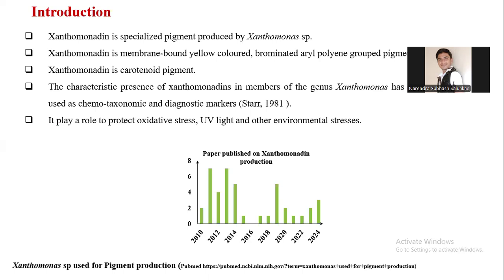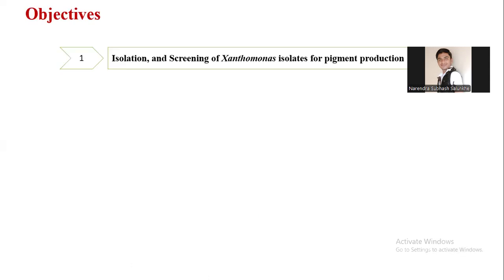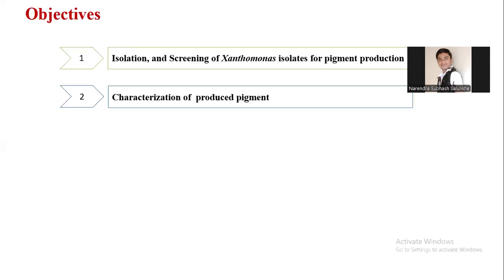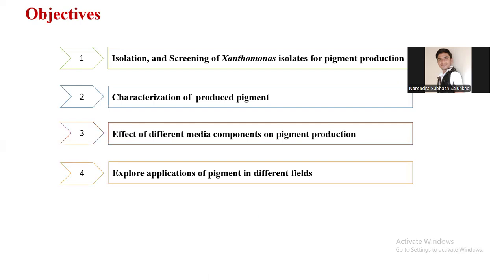Xanthomonadin pigments have multiple functions, including protection against oxidative stress, UV light, and other environmental stresses. On this basis, I set up my objectives. First, isolation and screening of Xanthomonas species for xanthomonadin pigment production, then characterization of the produced pigments, then the effect of different media components on pigment production, then exploring its application in different fields. To achieve all the designed objectives, this methodology is used.